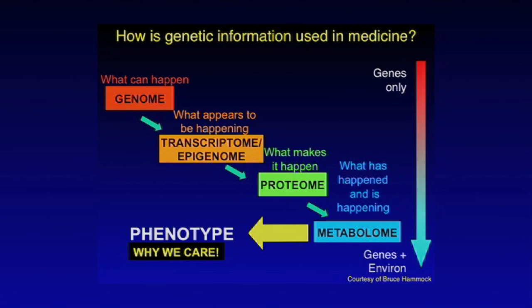The transcriptome, or the RNA level, the epigenome, that's what appears to be happening. The proteome is all the proteins that are made from these messenger RNAs. That's what makes it happen. And then what has happened and is happening, you could consider as the metabolome. So that's kind of what these enzymes might be acting on. And this kind of pathway then contributes to the phenotype, which he says is why we care. I think he works on this level, so he has a kind of bias when he puts this slide together. But it does illustrate that there is a kind of hierarchy of genomic information.